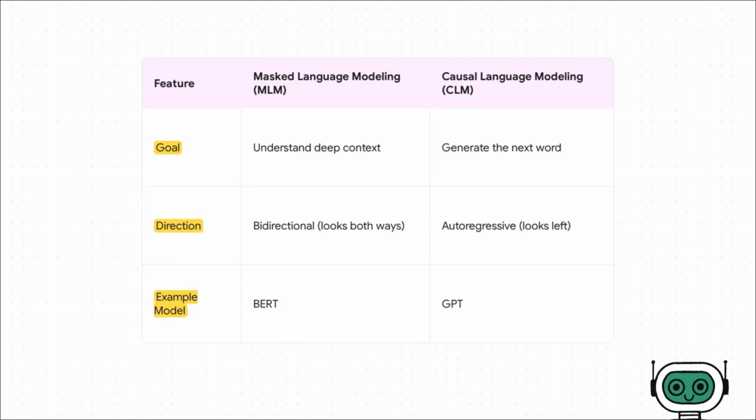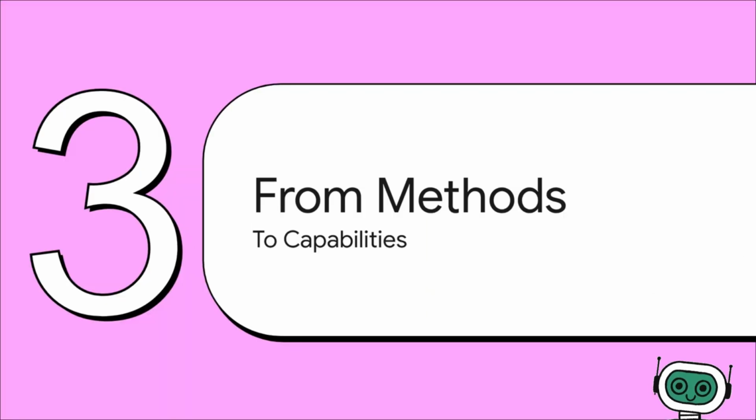Now, these two very simple games lead to totally different skills. MLM forces a model to be bidirectional. It has to look forwards and backwards to really understand the deep context of a sentence. The classic model built on this is BERT. On the other hand, CLM is autoregressive. It only looks backward at what it's already seen. This makes it naturally good at generating new text. And of course, the classic model here is GPT. And this is the key insight. The choice of which game to play during pre-training directly determines what the model becomes good at.